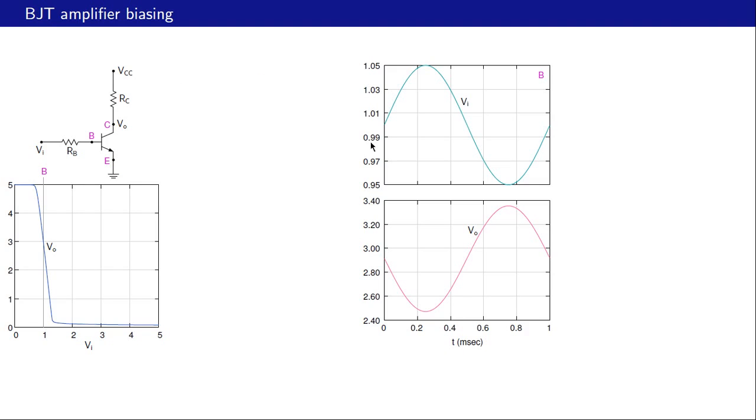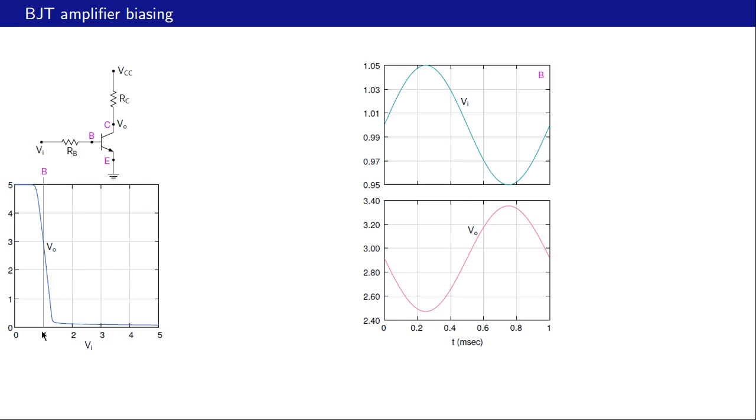Here are the VI and VO graphs, which explain how amplification happens in this circuit, the same circuit as the one in the last slide. What is the input voltage waveform here? There is a DC component of about 1 volt. So we are applying an input voltage which is centered around this 1 volt.